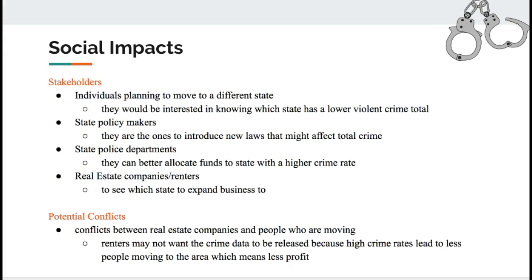One of the main potential conflicts that we saw while looking at this data set was that there would be a conflict between real estate companies and people who are moving. Renters may not want the crime data to be released because high crime rates lead to fewer people moving into an area, which makes this area less profitable.